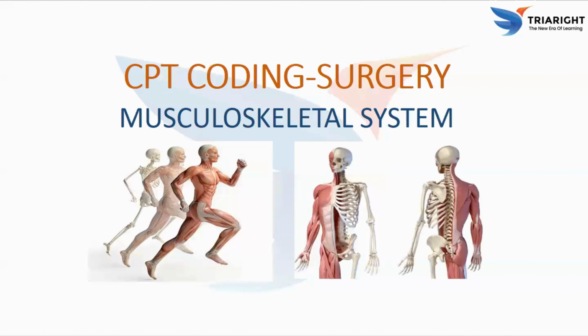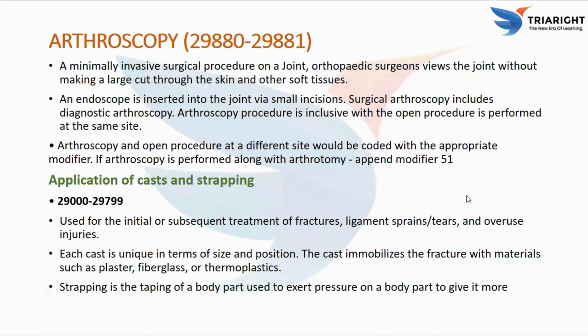So today in this session you are going to learn about the CPT coding surgery guidelines for the musculoskeletal system. What are the procedures involved, and how is the coding done for the related procedures? Coming to the first procedure, arthroscopy. The CPT code ranges are 29,880 to 29,881.